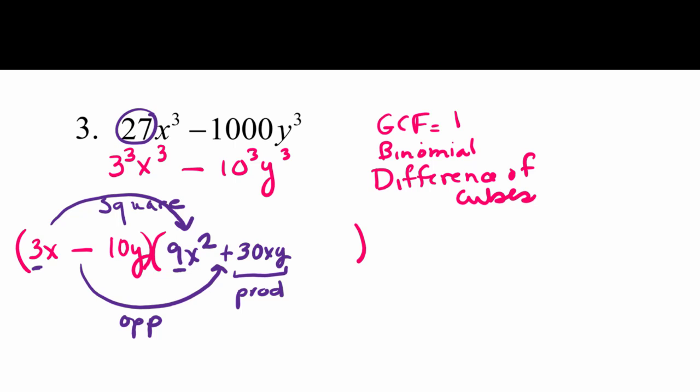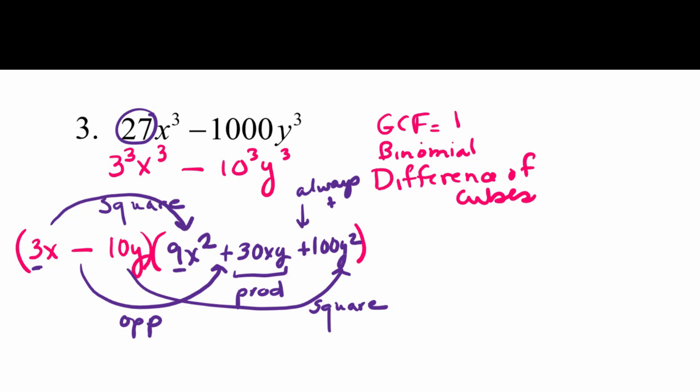Okay, that's good. Now, this sign is always plus, right? And for that last term, we're going to square the 10y, taking special care to square both the 10 and the y. So that gives us 100y squared, and that's kind of good because 10 times 100 is 1,000, right? Just a little mental check. Now this binomial doesn't factor further, and neither does this trinomial, so this is our final answer.